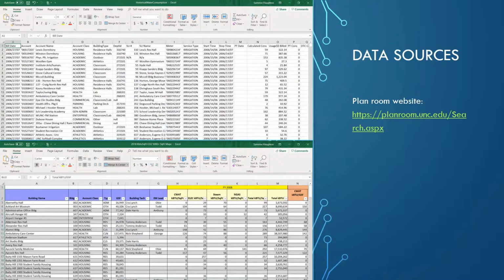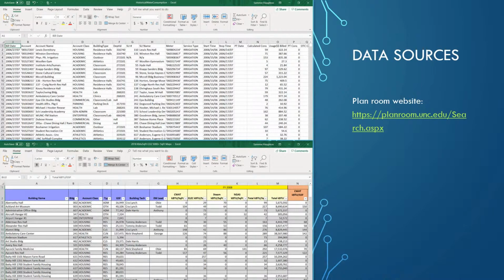All of my data were provided by UNC Facilities in Excel spreadsheets, which were converted to CSVs to be processed in KNIME and R. The main dataset included over 50,000 records of monthly water meter data for several UNC buildings from 2007 to 2018, with attributes such as meter read date, consumption amount, building type, etc.